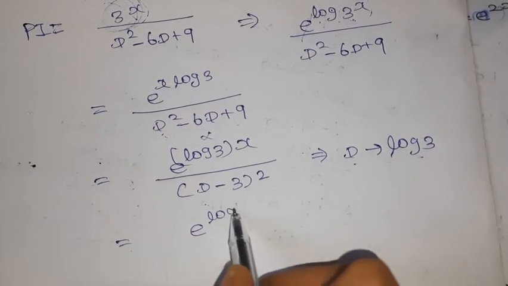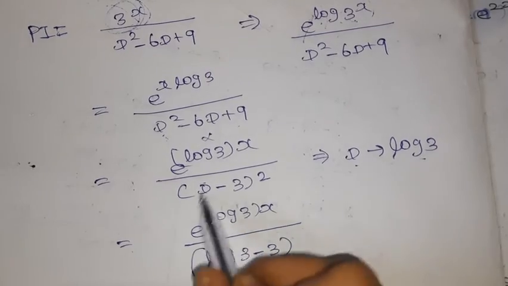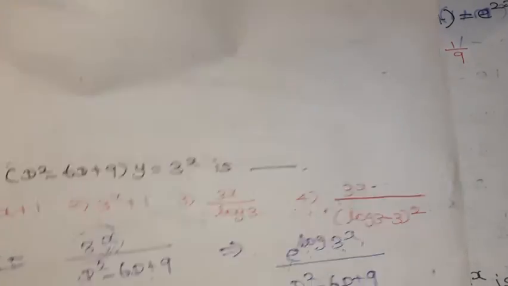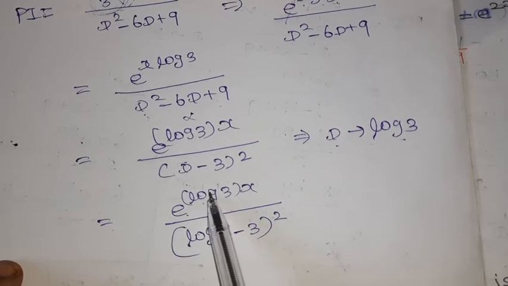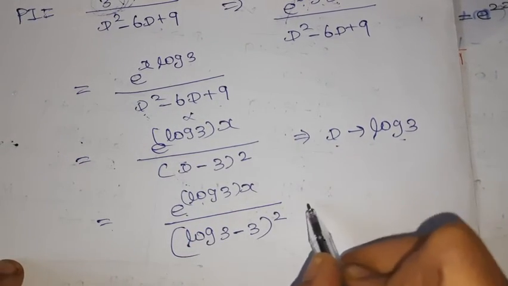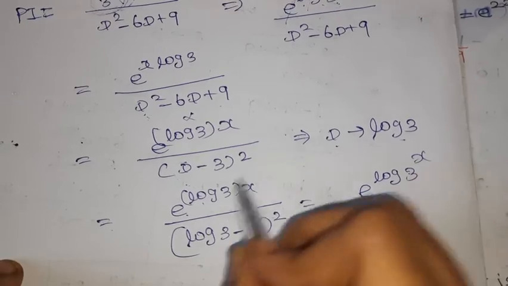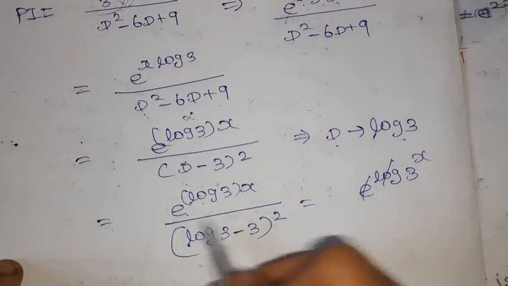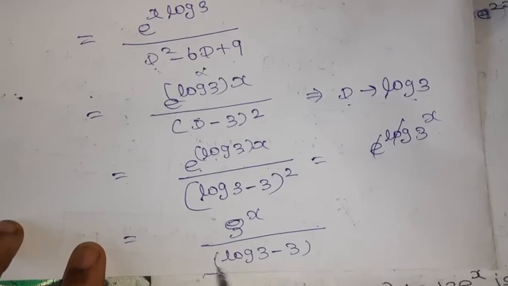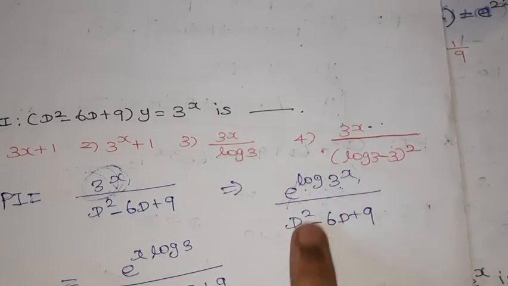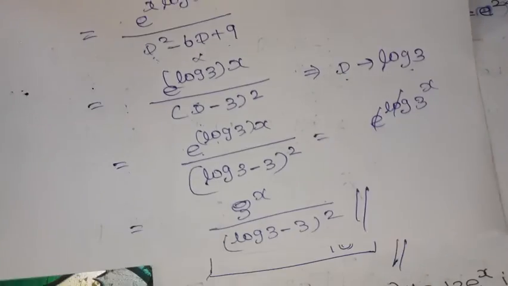So replace D by log 3 here: e power log 3 x divided by log 3 minus 3 the whole square, substituting in place of D. When simplifying, e power log 3 power x gives us 3 power x, and the two terms cancel. We get 3 power x divided by log 3 minus 3 the whole square. Option 4 is the right option for this problem.